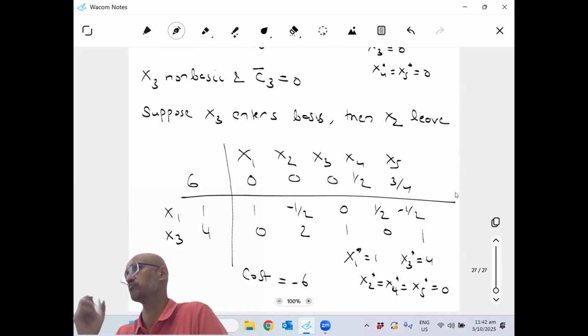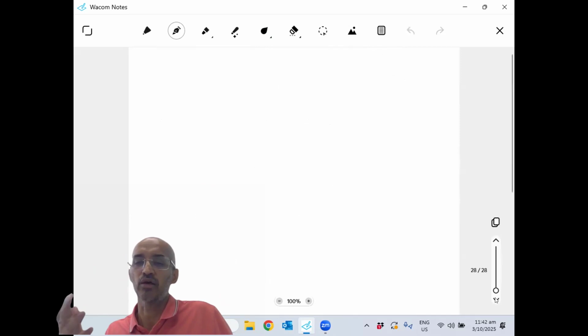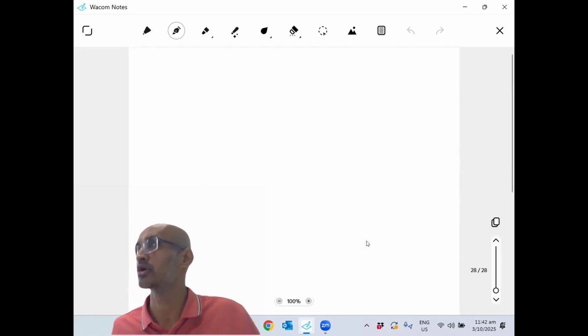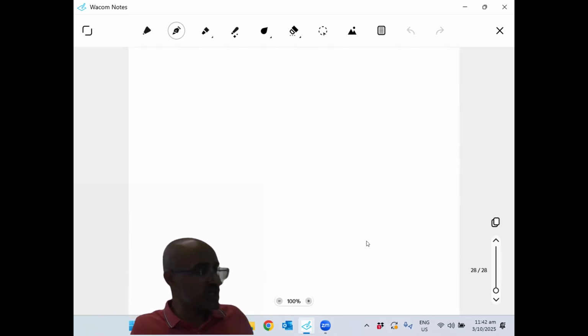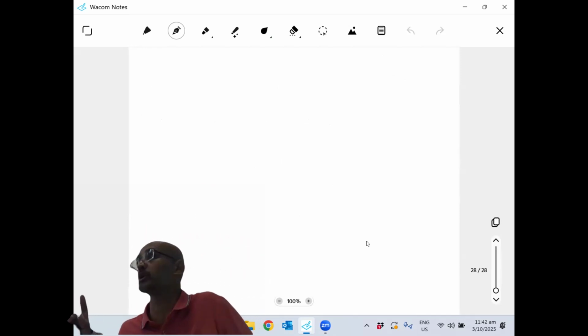If they are 0, it indicates that you should be able to move in that direction. So again, this is why I said that with LP, a lot of information is stored in the tableau, basically.